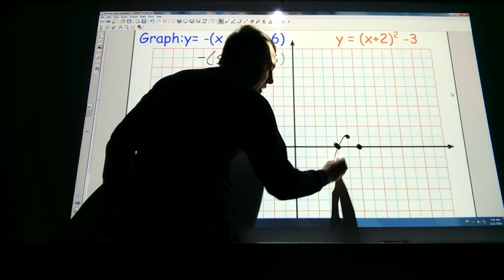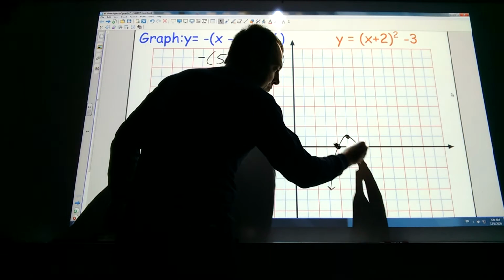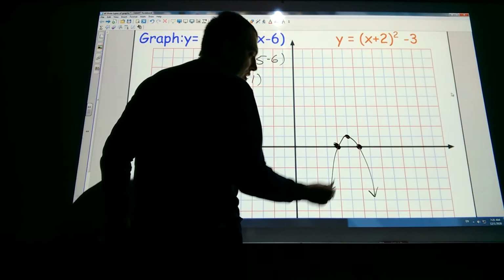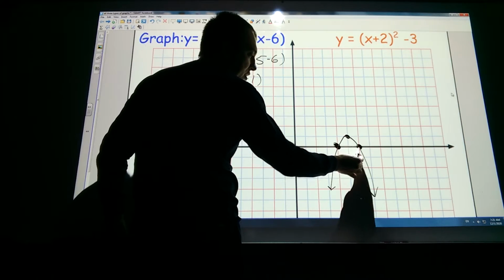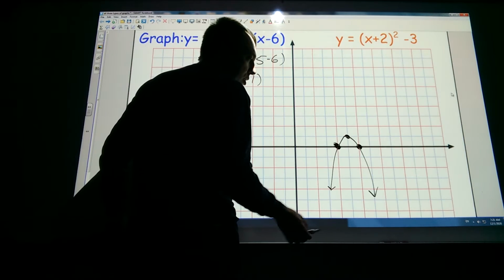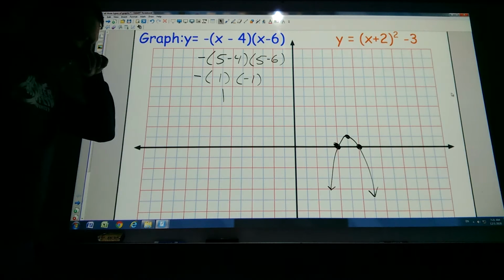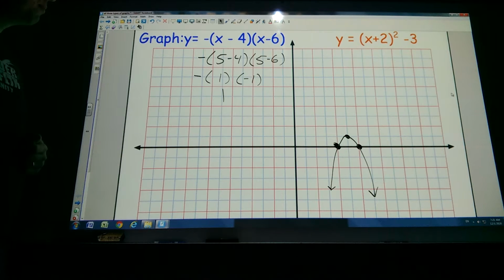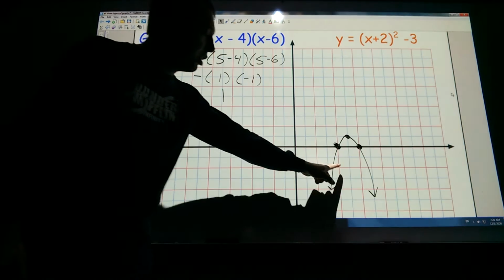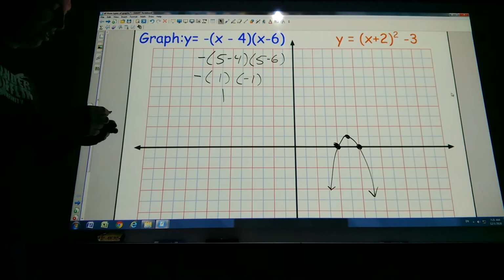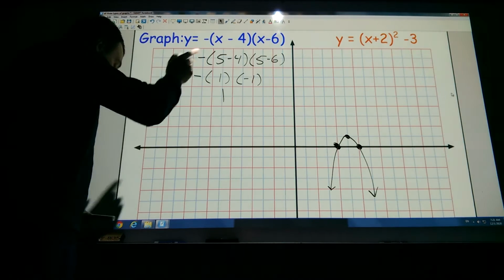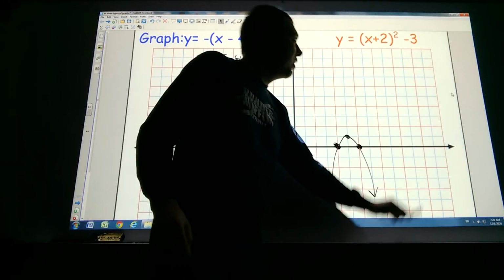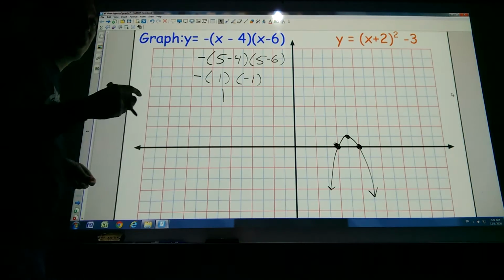Make sure that's big enough. Curve it down. There it is. Again, if I know these two where x equals 0, then the vertex is in the middle. And yes, it should be going down because of the negative sign there. That's really helpful.